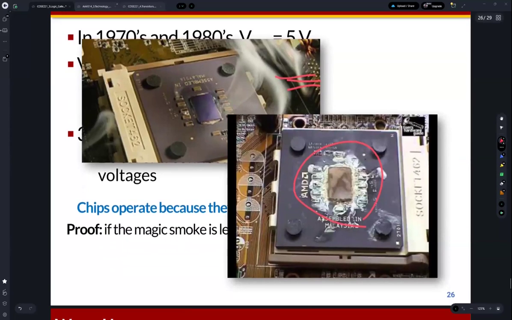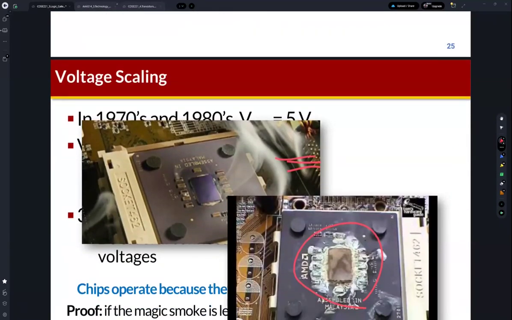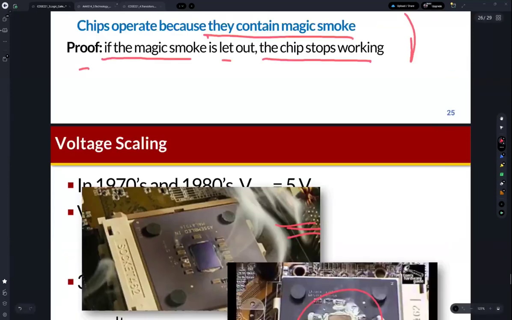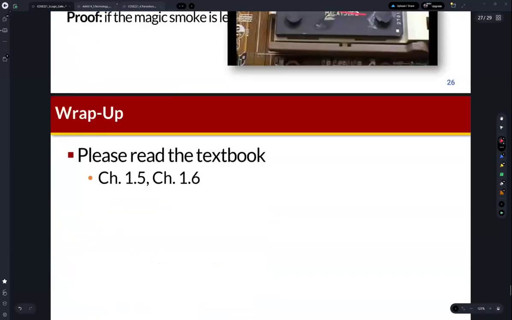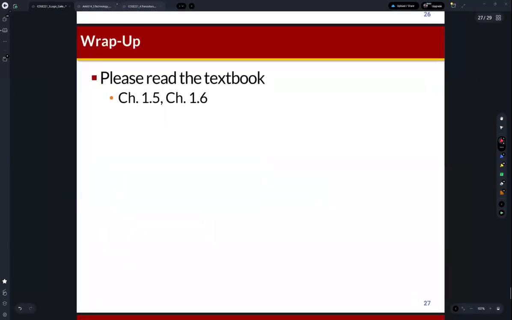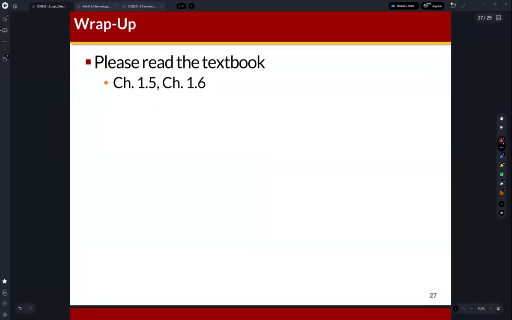After the magic smoke comes out from a chip, that chip is broken, which means that the chip has the magic smoke. Just a joke. A joke in the textbook, not me. So you can read the textbook here.